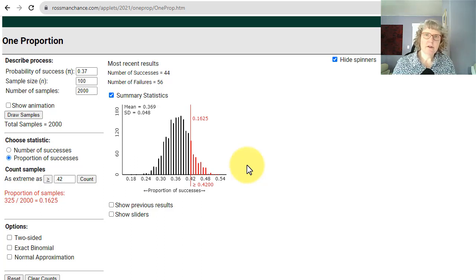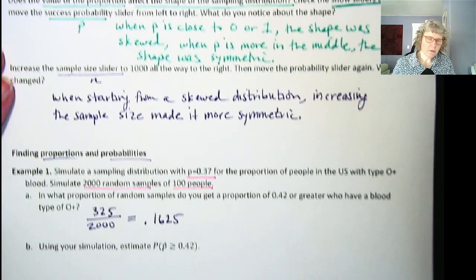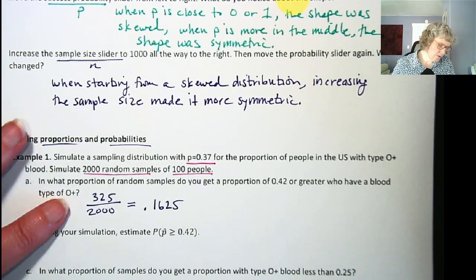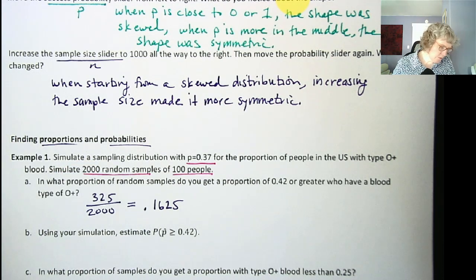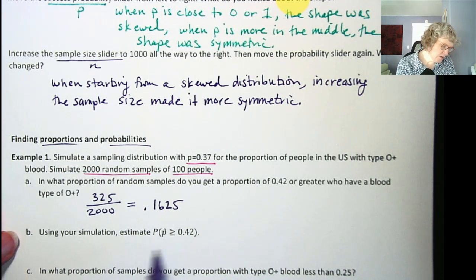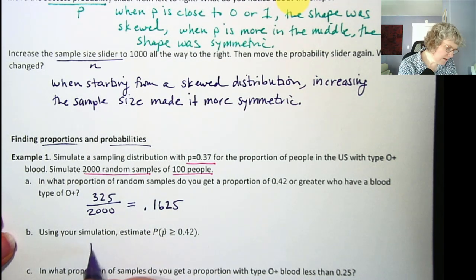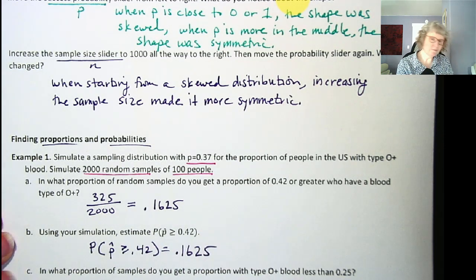Okay, so let me show you back on the notes where I wrote that out. I wrote 325 out of 2,000, and then that gives me 0.1625. And again, just like in the last video, I wrote it out in symbols as well. So the probability, but this time we're using p hat, greater than or equal to 0.42, that's equal to 0.1625.